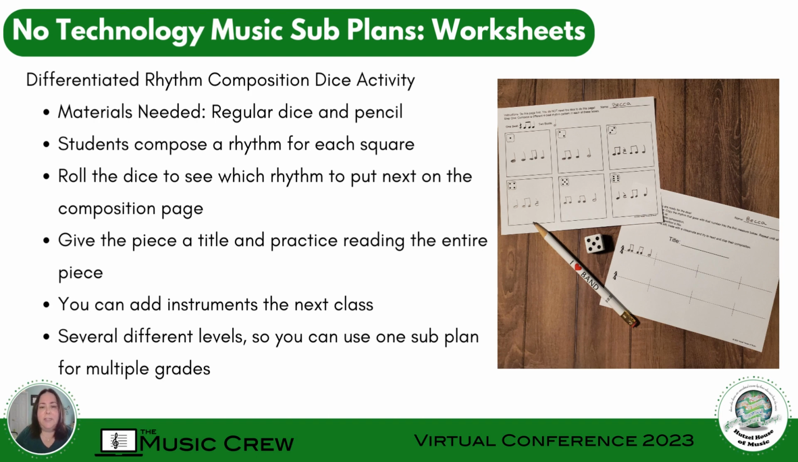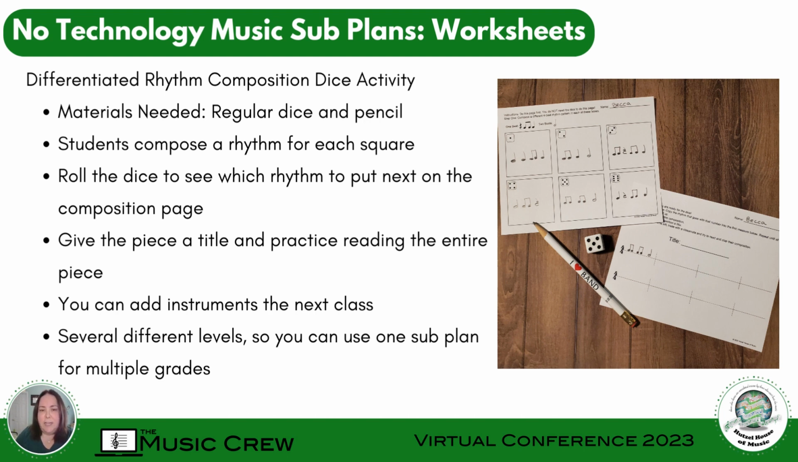This first one is a rhythm composition dice activity. In this activity, students just need a dice and a pencil, and they start off by writing their own rhythm in each of 6 squares. Then they will roll the dice, and whatever number it shows, that is the rhythm that they put onto their composition page. With this, it comes with several different levels.